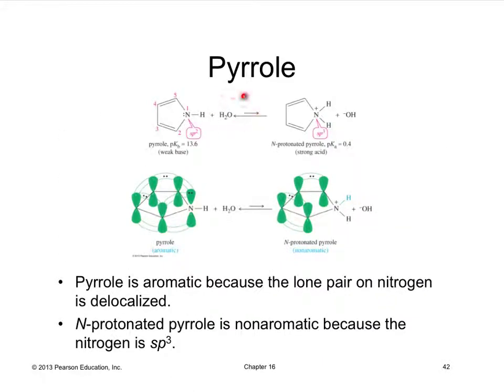Pyrrole in the presence of water. Here's your sp2 nitrogen. The pKa is 13.6, so it's a weak base. In the presence of water, those electrons will pluck off the hydrogen from water, leading to the N-protonated pyrrole on the right side, as you can see here. And so, again, the electrons in that pi system are being delocalized. When it's protonated, you no longer have those electrons here, so then it becomes 4, and it's now non-aromatic.